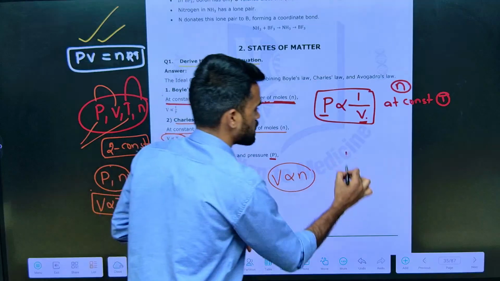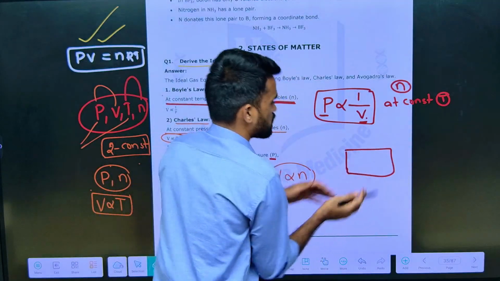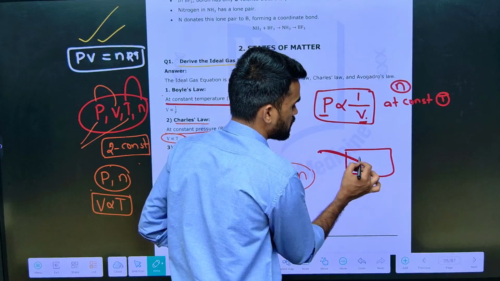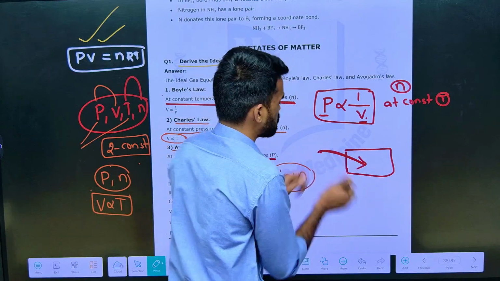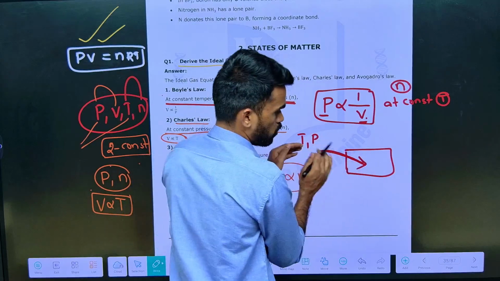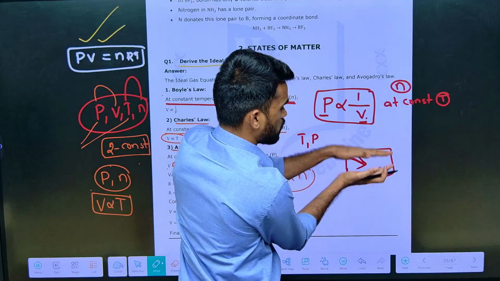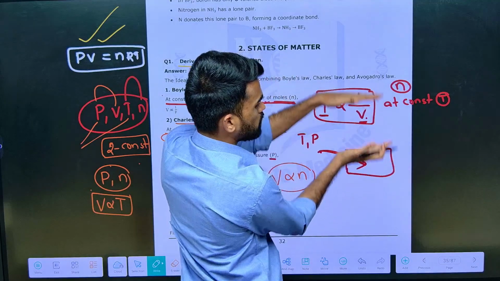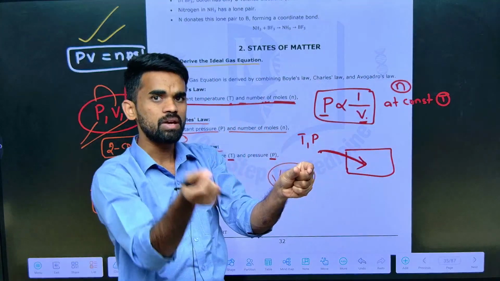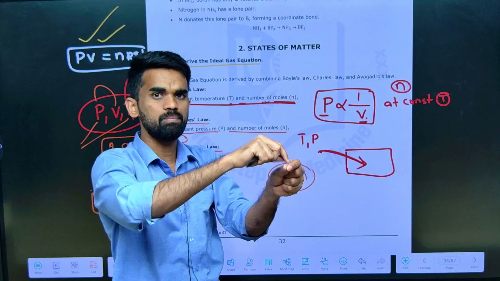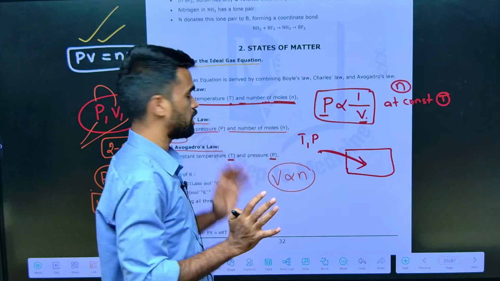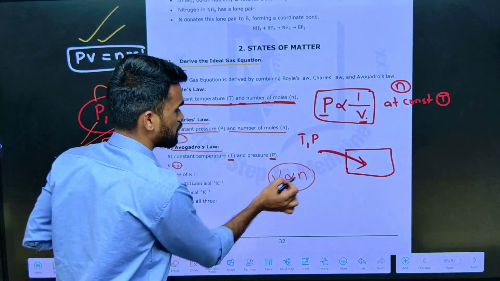Let us say this is a container which can be expandable or compressible. Now I am increasing the amount of substance in this. What happens if we increase the amount of substance at constant temperature and pressure? As the amount increases, the volume of the container also expands, like a balloon. Just take a balloon and insert some gas in it. What happens? It will expand, right? That is what Avogadro's law means: V is directly proportional to N.